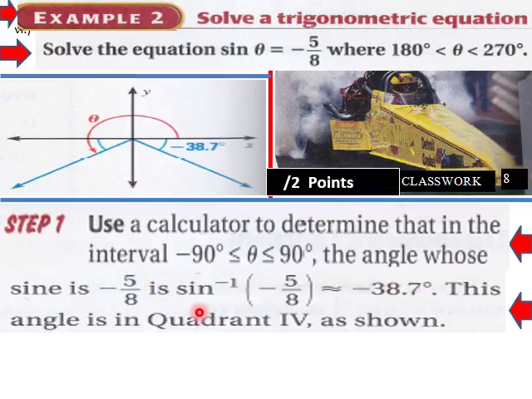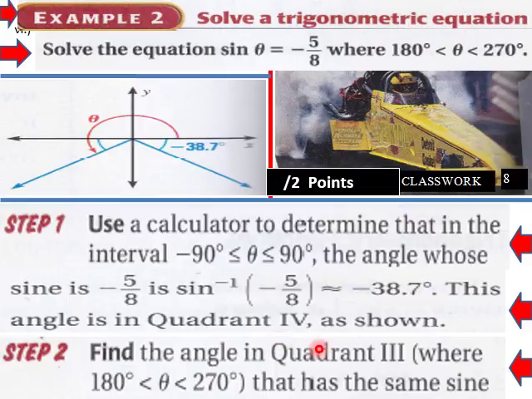This angle is in quadrant 4. So that would be this right here. The negative 90 would be here, the positive 90 would be up here. So negative 38.7 would be one of the angles that would satisfy this domain restriction. 180 to 270 would be in this quadrant here. That would be quadrant 3. This is quadrant 4 here, and we show that here.